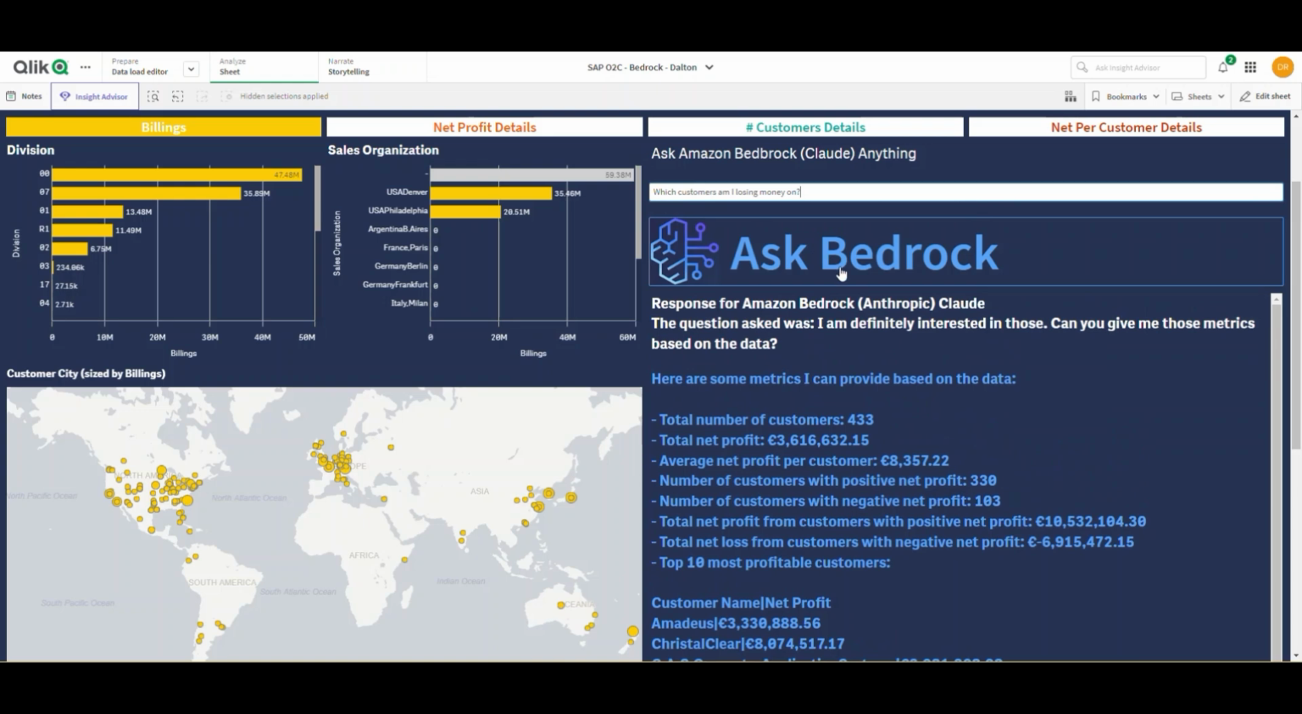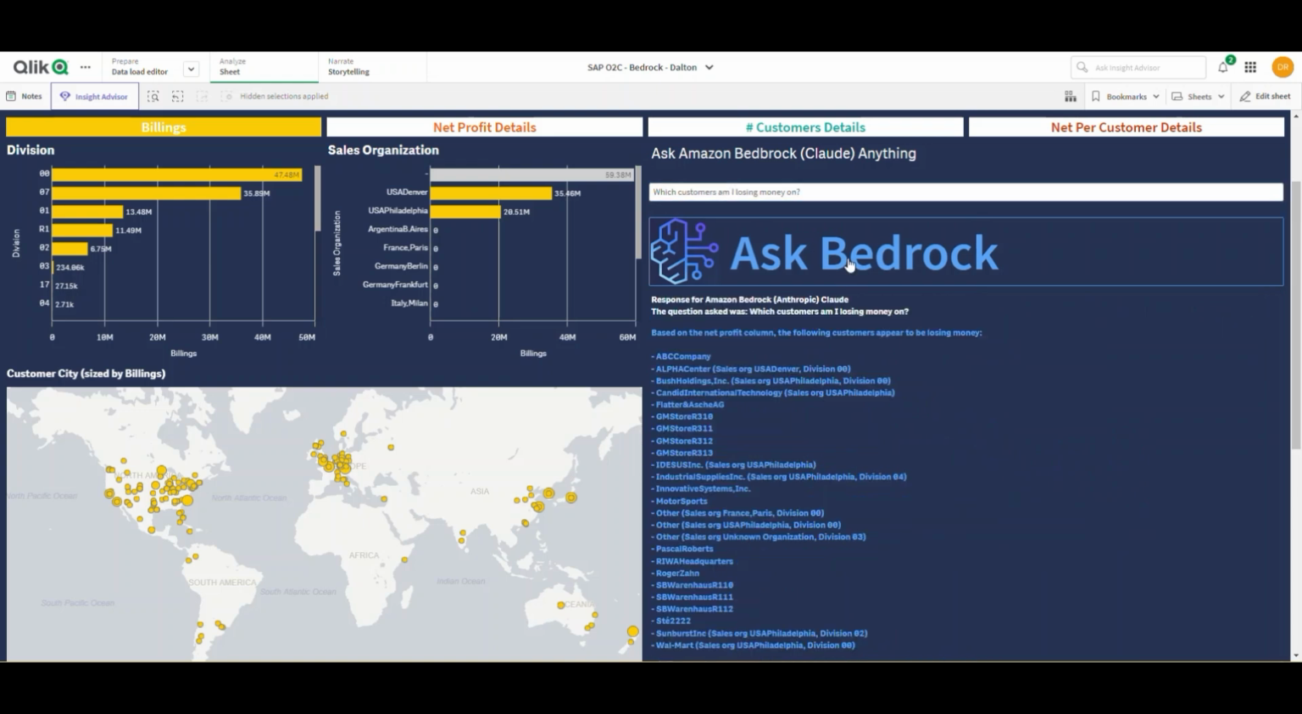I'm going to change directions and ask what I think is an easy question. Which customers am I losing money on? Well, the nice thing about Bedrock as a large language model is it can interpret that metadata in many ways, and it recognized based on our data that losing money probably most related to negative net profit.